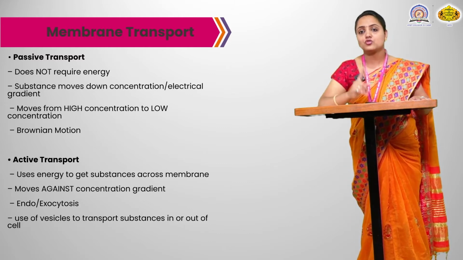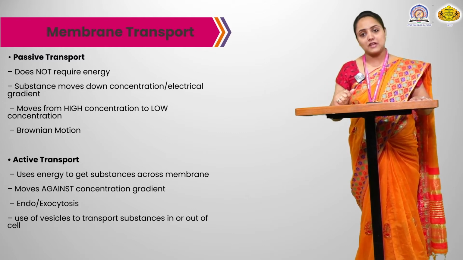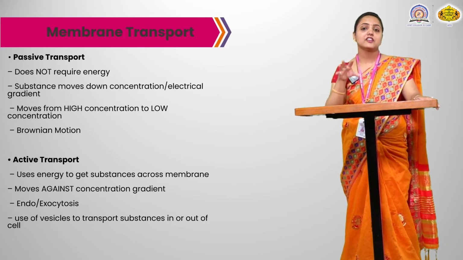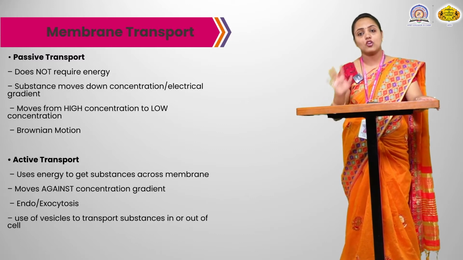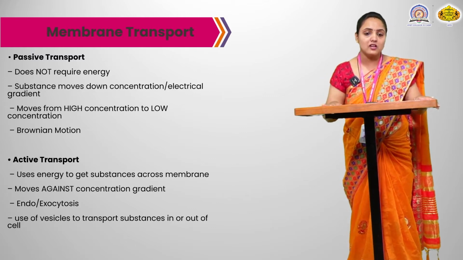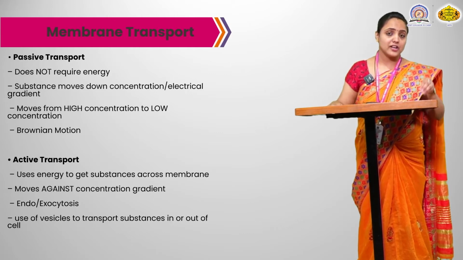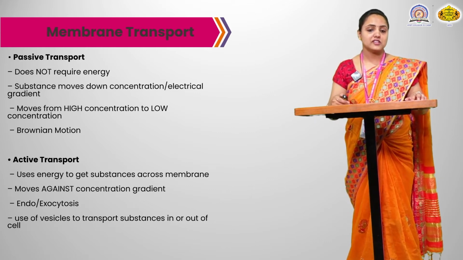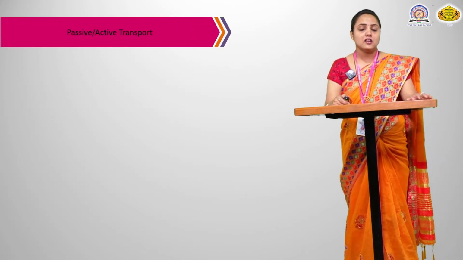Now if we want to dry the sponge, we have to squeeze it. For squeezing, we require some type of energy, so it is a type of active transport mechanism. Here we are investing energy, and only then can we remove the water from the sponge. In the same way, active transport also requires energy, and it moves against the concentration gradient. Examples are endocytosis and exocytosis, and here we use various vesicles to transport the substances into and out of the cell.